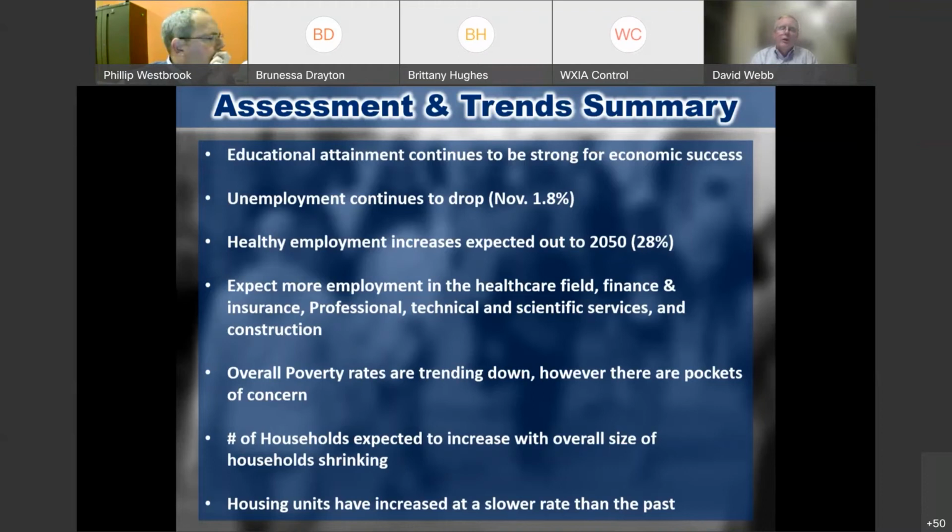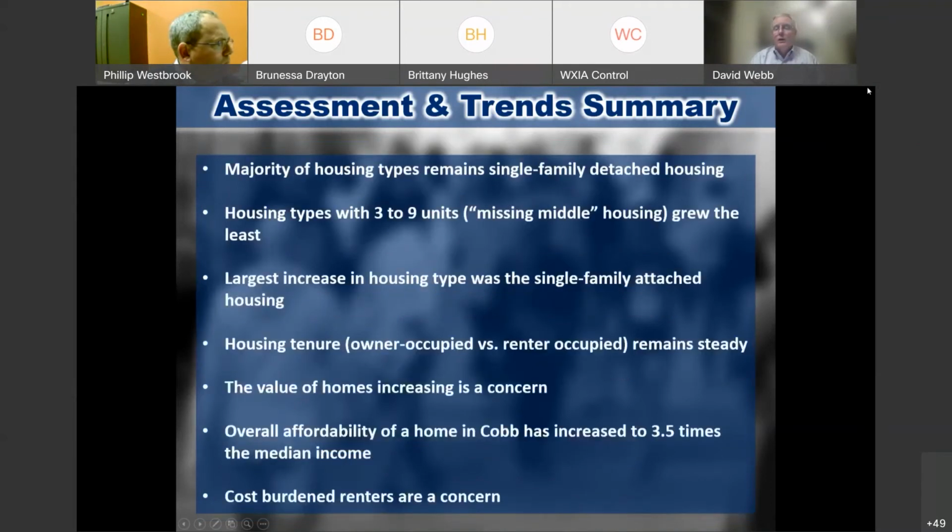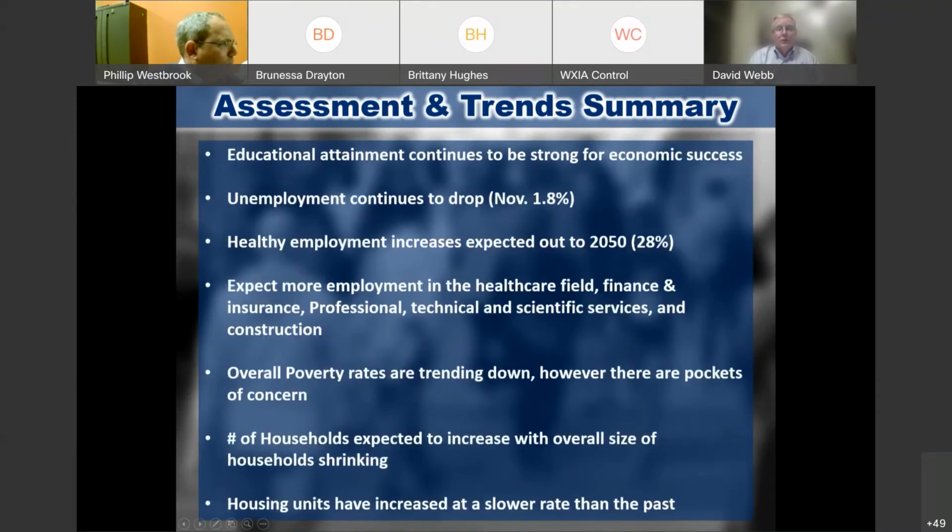It's good news that our poverty rates are decreasing, but there is more work to do, especially in certain pockets that we have identified through our studies. We will be seeing more households as the population and housing increases. And the housing units have increased at a slower rate than in the past. Because, let's face it, the county is filling up with houses and you can only put so many subdivisions all over the county. Next.